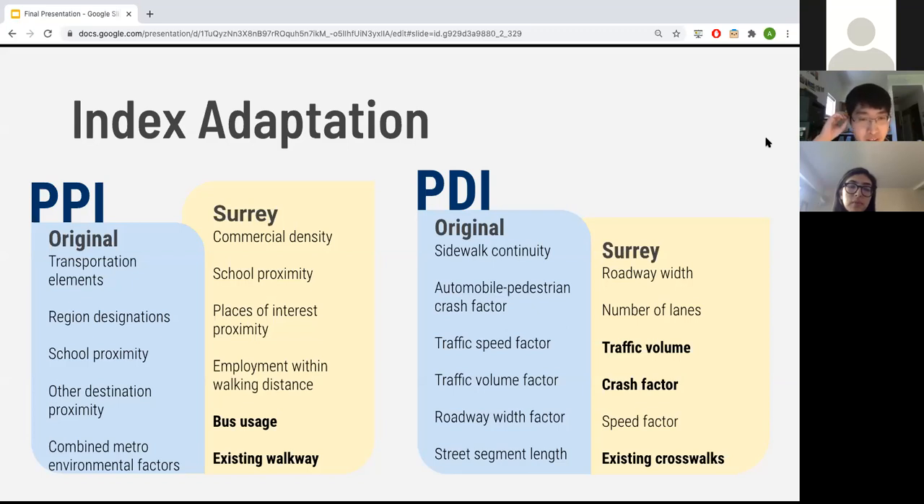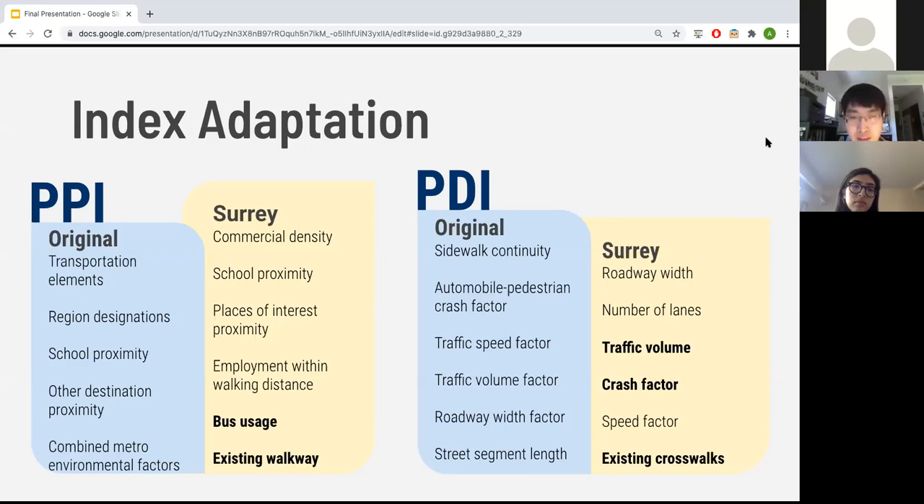And then for other things, we also include bus stop usage and also the distance to existing walkway. So bus usage is obviously very important because you would expect more people showing up at a bus stop that has more buses or that is in the city center. And then for existing crosswalk, we also take into account the continuity of crosswalks. So you probably want to build a new crosswalk in a location where there are already a lot of existing crosswalks. So everything will be more continuous in that aspect.